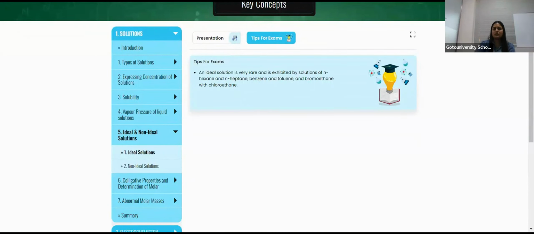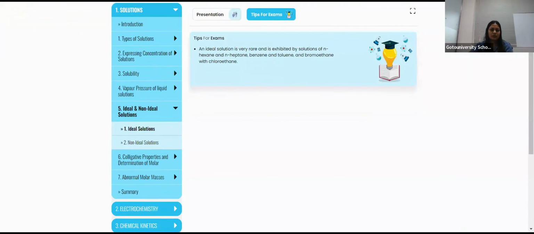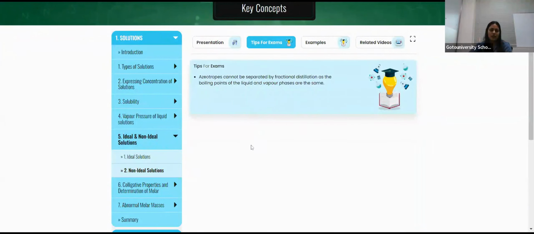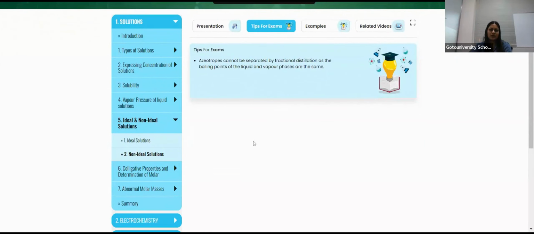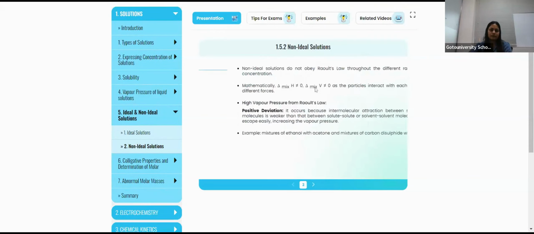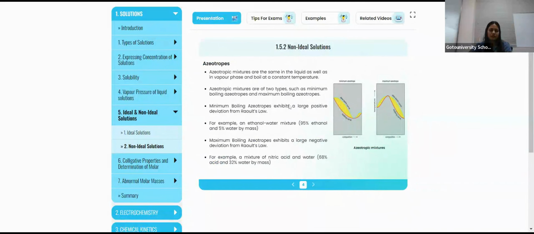If you can read this, for ideal solution, an ideal solution is very rare. It is exhibited by solutions of n-hexane and n-heptane, benzene and toluene, bromoethane, chloroethane. Okay. These are some quick tips that you can revise. This is very important for azeotropes, that they cannot be separated by fractional distillation. Right? What were azeotropes? You can check here.